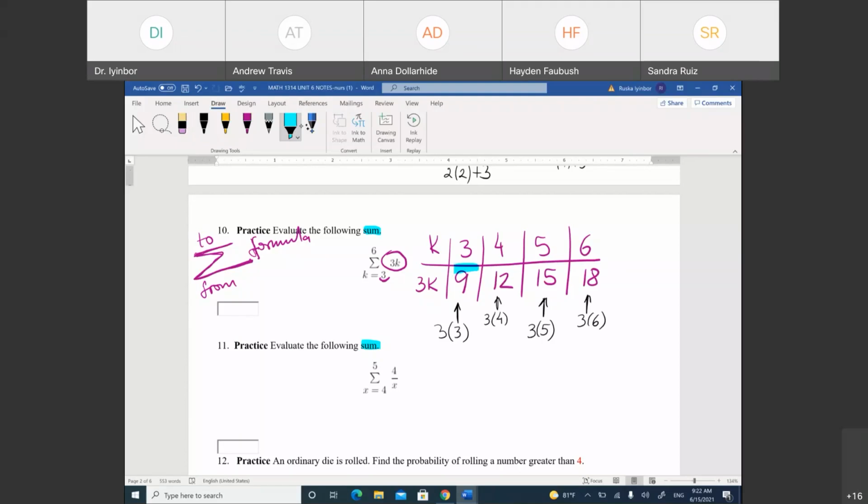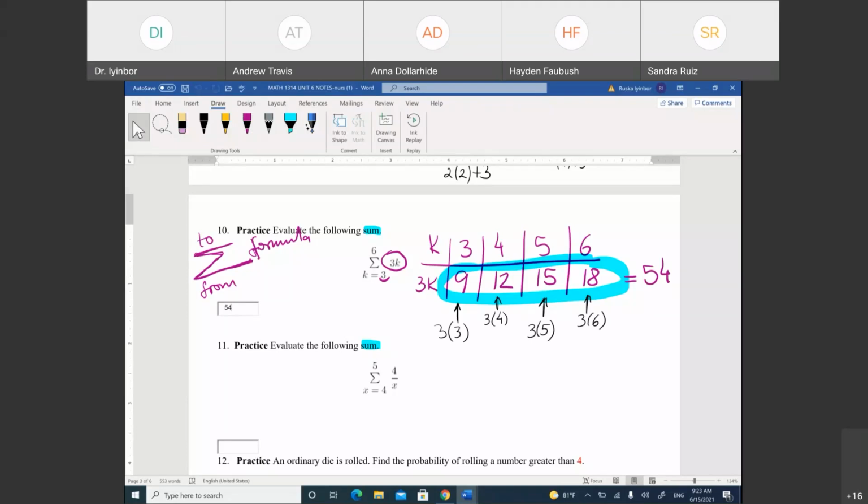9 plus 12, what do you get? So you add it now. 54? That's right. Thank you. So everybody understand that? 54? Yes. Okay. Then we're going to continue.